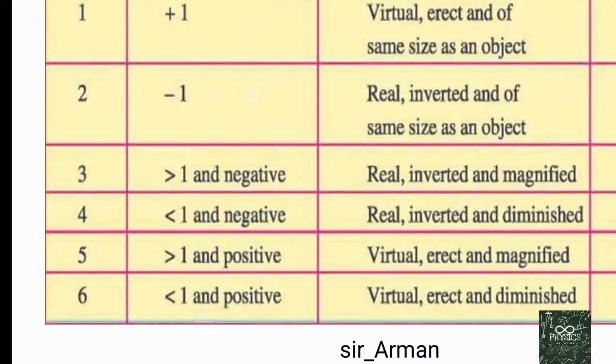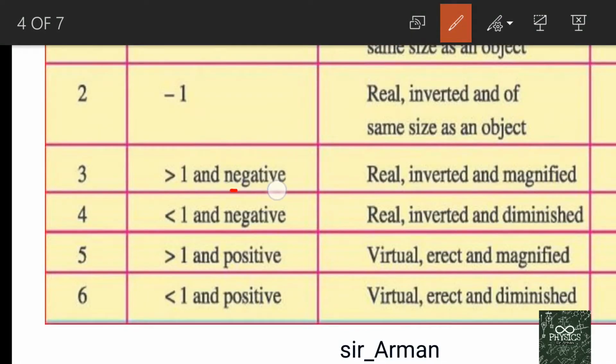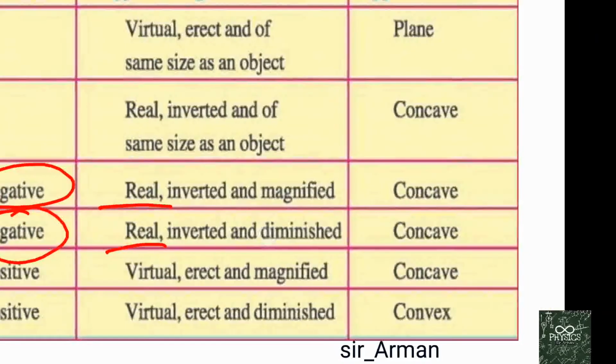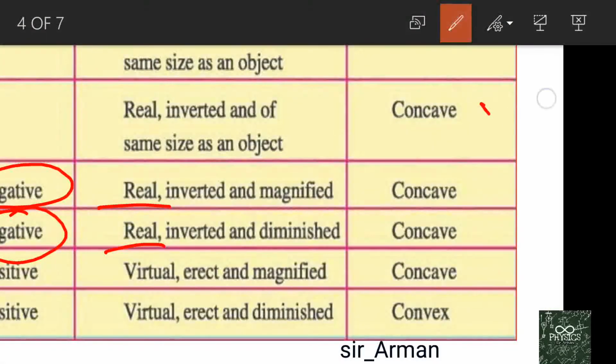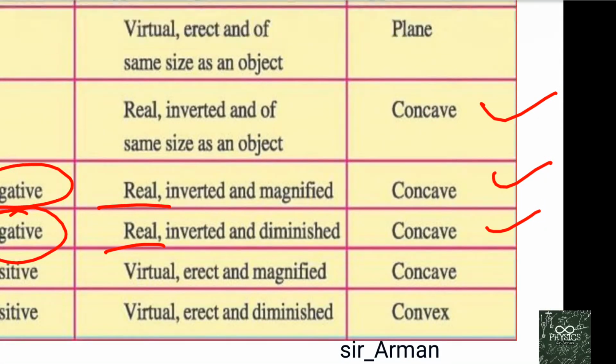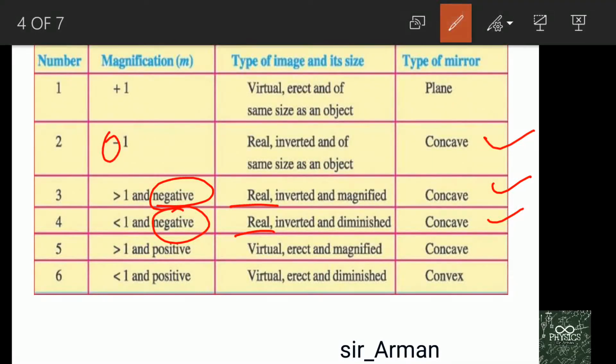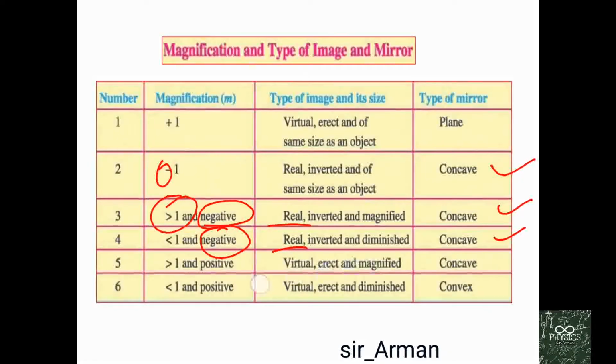Here again see, the magnification is negative. So whenever the magnification is negative, the image is real. By seeing that, you can easily identify that the mirror is a concave mirror. So here, concave, right? Similarly, what is given here? The magnification is greater than 1 and negative. Let's solve this question also.